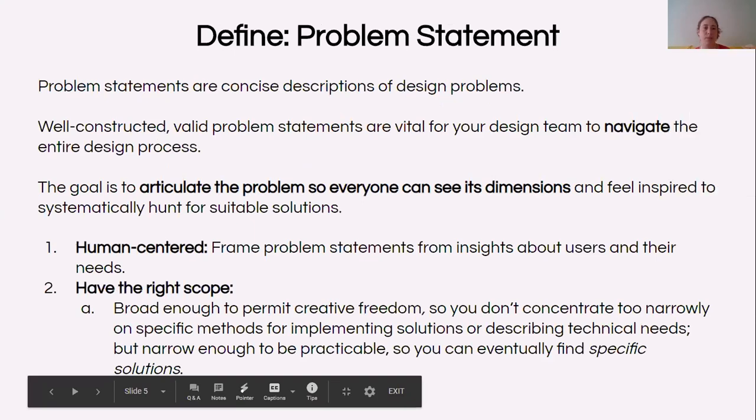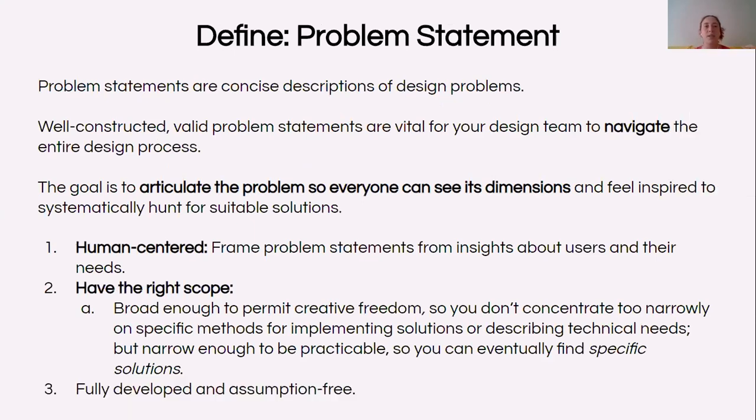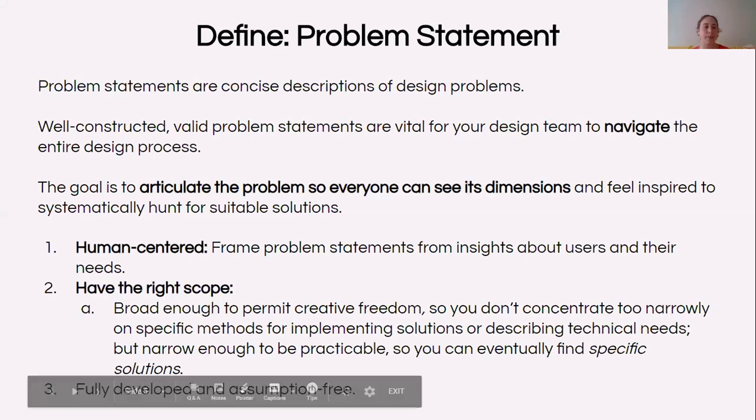So what's the problem statement? Let's start with that. Problem statements are concise descriptions of your design problems. These are generally one big sentence that's well-constructed, meaning you write this multiple times and pick the one that you feel best addresses the insights you received. And these are vital for your design team, because you're supposed to be doing this in teams, not individually per se, to navigate the entire design process. So the goal of a problem statement is to articulate the problem so everybody can see its dimensions and feel inspired and sort of feel like they have a sense of direction in what they're aiming for.